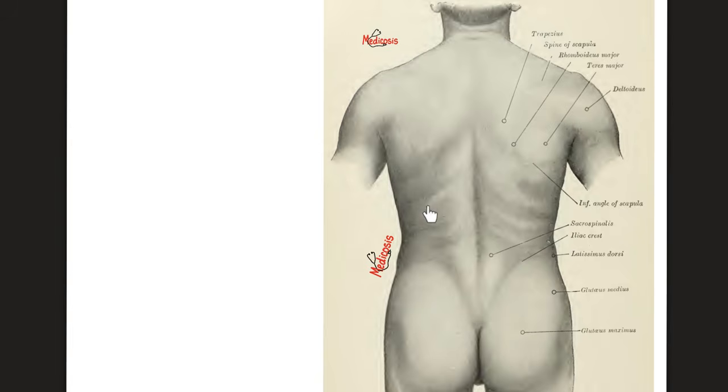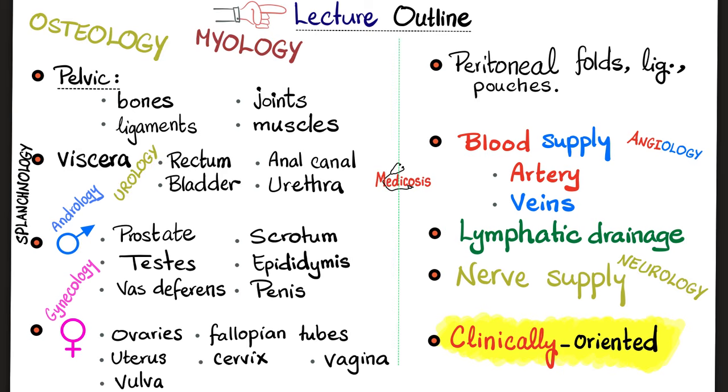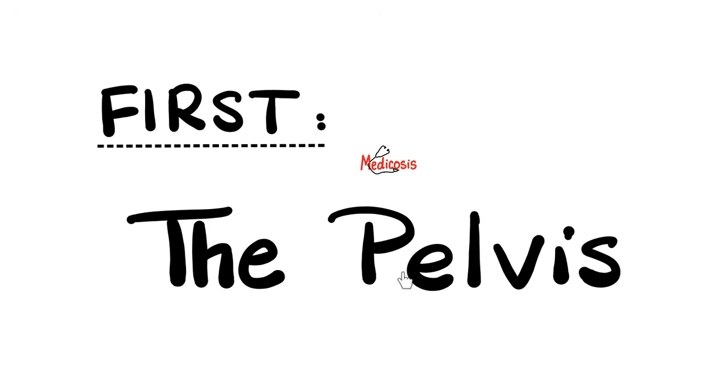This is the back of the abdomen, this is the back of the pelvis, and this will be the perineum. The word perineum means perianal, around the anus. With all of the non-negotiables out of the way, let's start our lecture by talking about the bones of the pelvis. And after we finish the pelvis, we'll talk about the perineum.